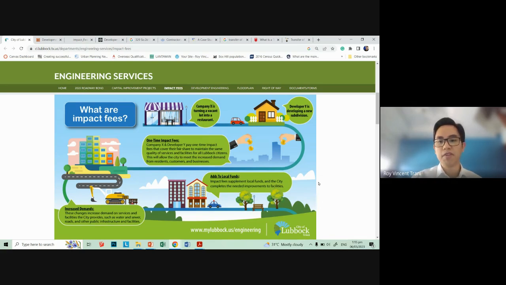So impact fees in most cities in the US are already part of the process, whenever you develop something. Here in the Philippines, I tried to research as much as I can, but I couldn't find any existing legal precedents or legal documents, or even news, that talks about impact fees in the Philippines, but in the US it's already established.